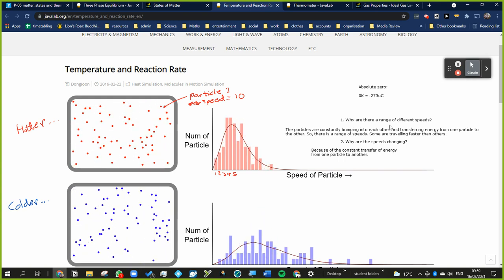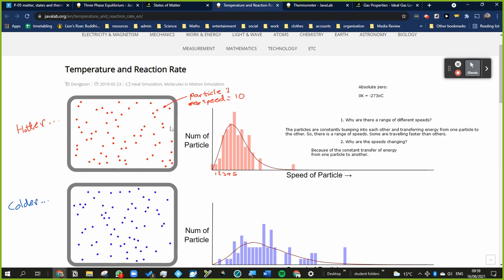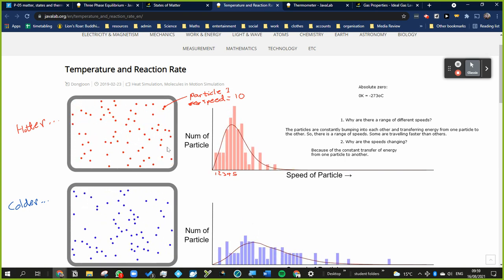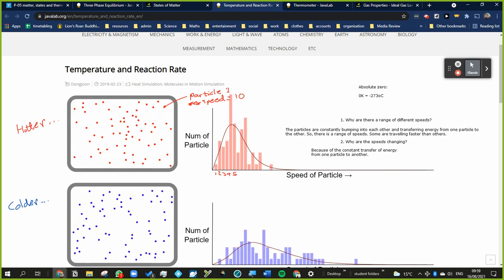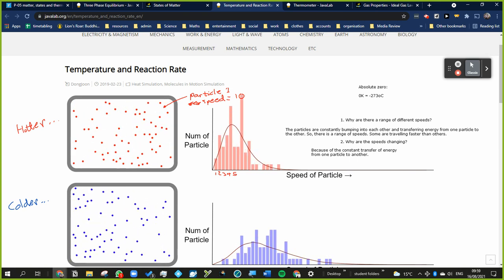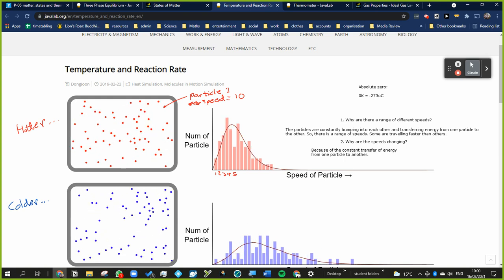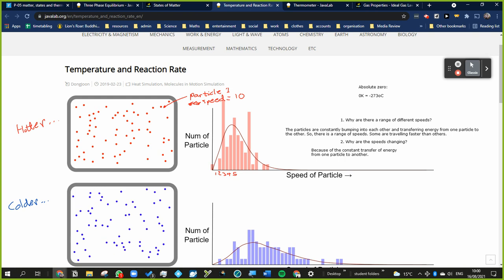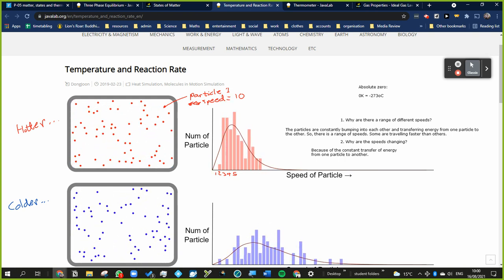There are a range of speeds because the particles are constantly bumping into each other and transferring energy from one to another. If you were to pick one of these particles and watch it, I just noticed one there, this one here is now moving quite quickly. Then it slowed down because it bumped into another particle, and the collision caused it to slow down. But then a short time later, maybe another particle hit it in such a way that it caused it to speed up. So the speed of each individual particle changes because of it constantly colliding with other particles.